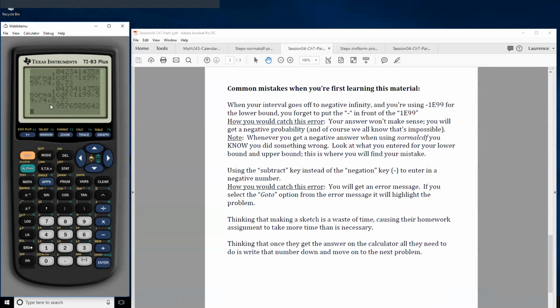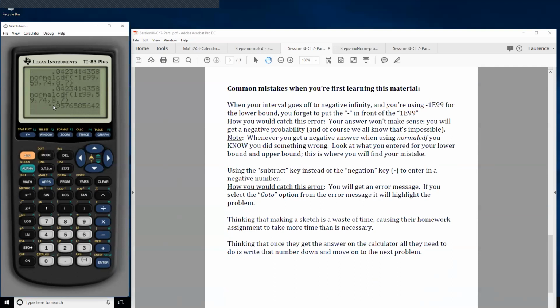It gives you a negative probability. Now, from what you know about probabilities, can they be negative? No, that's impossible. So that's its way of telling you. It says, well, if you give me an impossible interval, I'll give you an impossible probability. How do you like that?